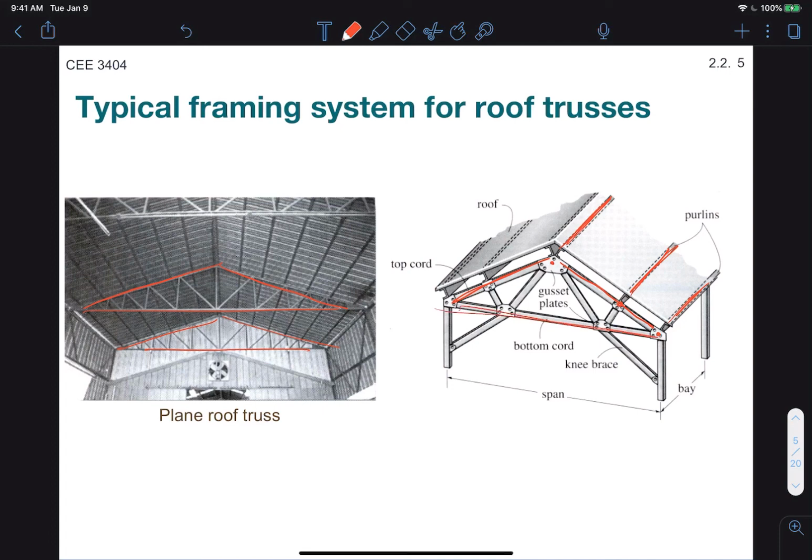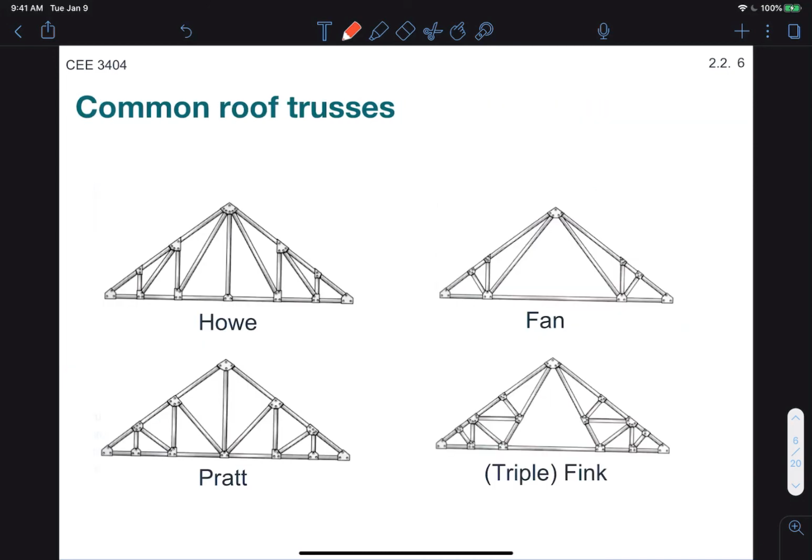And another very important vocabulary word to know is the gusset plate, which is essentially the most common joint we use to join different truss elements together. Common roof trusses are similar. We have, again, Howe trusses, which have the members angled in, and Pratt trusses, which have the diagonal members angled out.